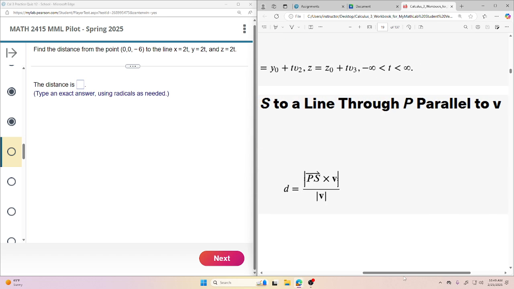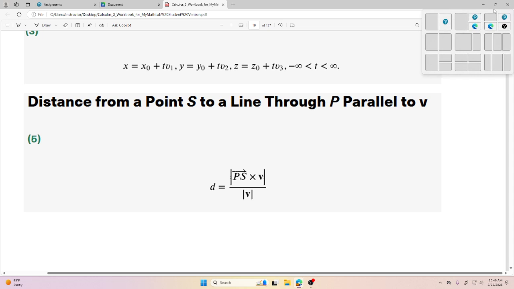Parallel to V. Let me maximize this. Let me think about this for a second. The distance of a point S to a line through P. Oh, that's another point, P point, parallel to V. This is the slope.